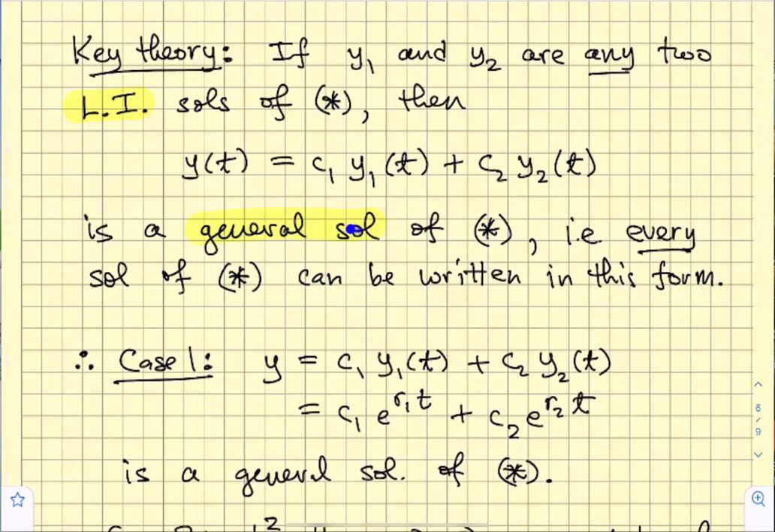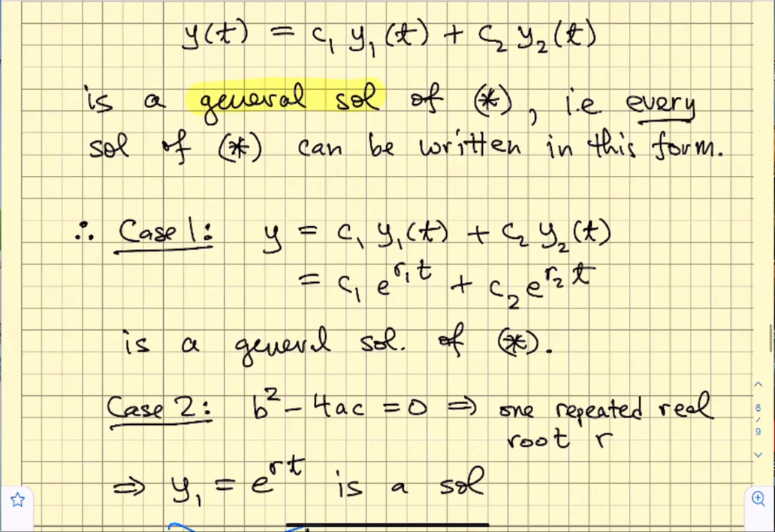And what we mean by a general solution is every solution in the universe of the differential equation can be written in this form. So you're guaranteed that you haven't missed any solutions if you build this as your overall solution. So what that says is that in case 1, when we have y is c1 y1 plus c2 y2, that is c1 e to the r1t plus c2 e to the r2t, then that is a general solution of star. Very, very important. We have one solution, we have another solution, we take a linear combination of them to get the overall general solution for that case.